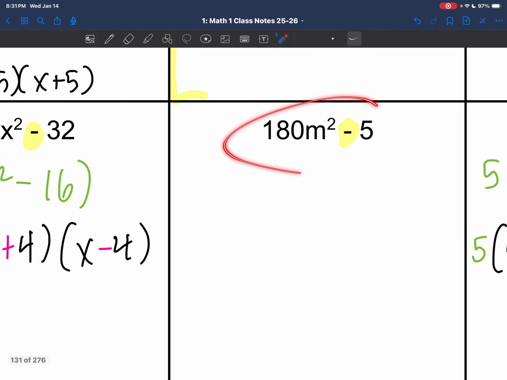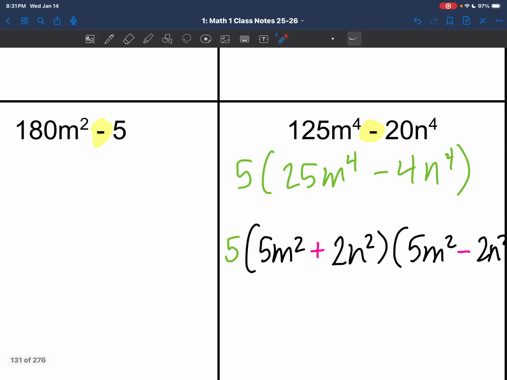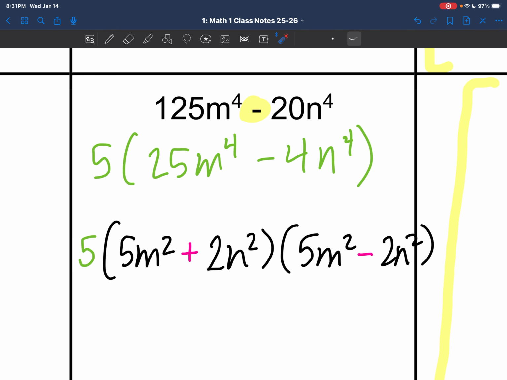So remember, GCF first, always look, and then you can go ahead and try difference of squares. So go ahead and do that one. And then now let's look here.